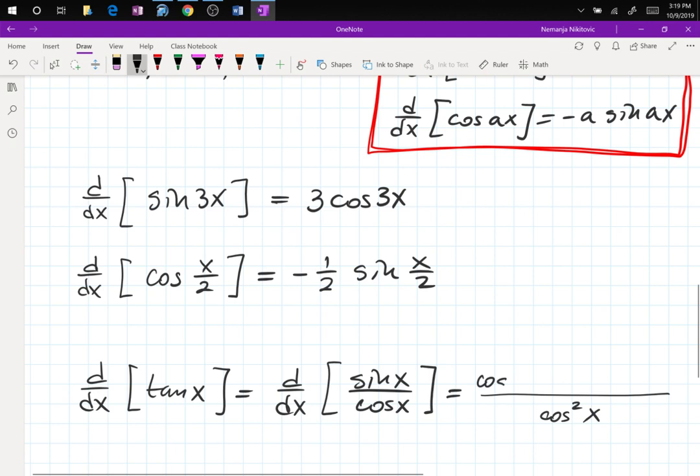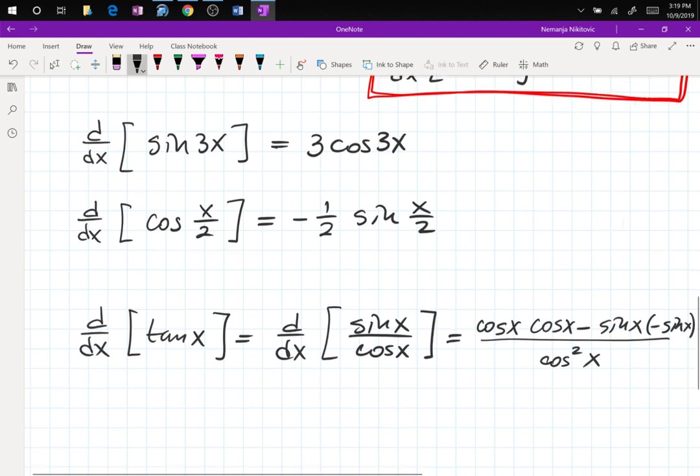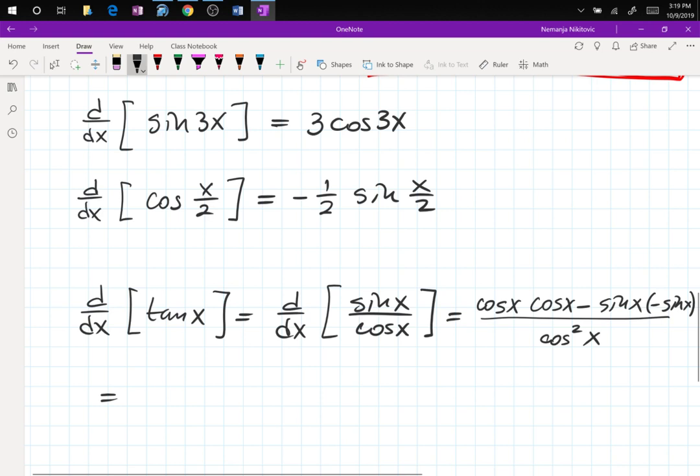Then we're going to take cosine and rewrite. Derivative of sine is cosine x minus, copy the sine, and then derivative of cosine is negative sine. So what we get is cosine squared x plus sine squared x divided by cosine squared x. And how much is sine squared plus cosine squared? 1. That is what we call the basic Pythagorean identity.